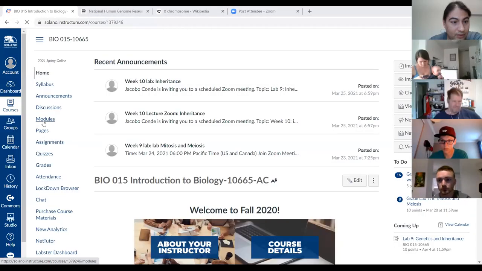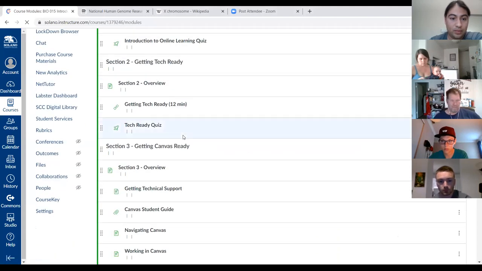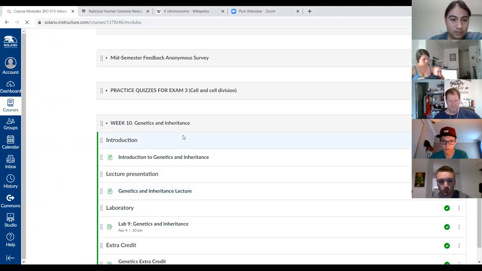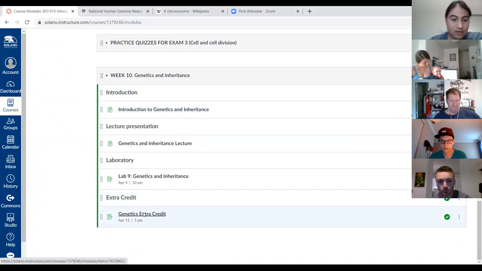On the page of modules, if you go all the way to the bottom, you're going to see the genetics extra credit, which is worth 5 extra credit points. If you want to do it, the due date is right after spring break.